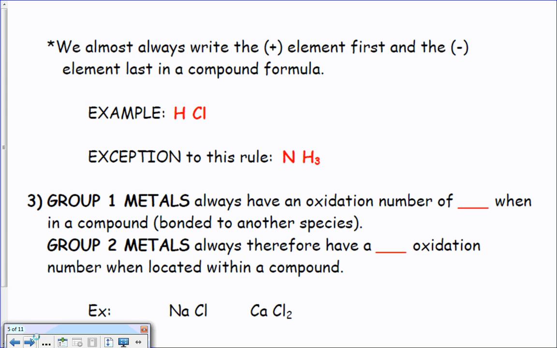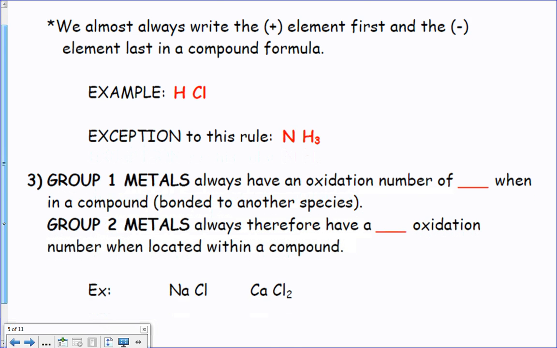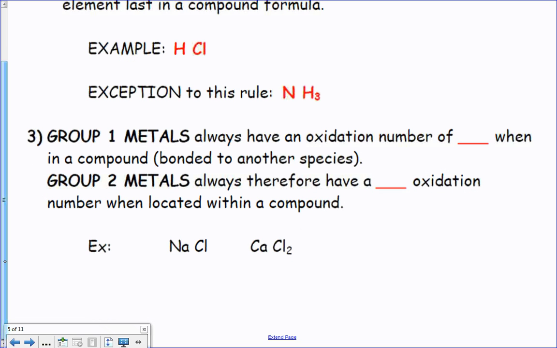Some more rules. We always write the positive first and the negative last. So an example, HCl. H is positive, chlorine's negative. There's only one exception to this rule, and that is NH3. And it's got me kind of curious that NH3 could be positive and negative like this also. So we got to do a little bit of hunting to figure out if this is true or not.